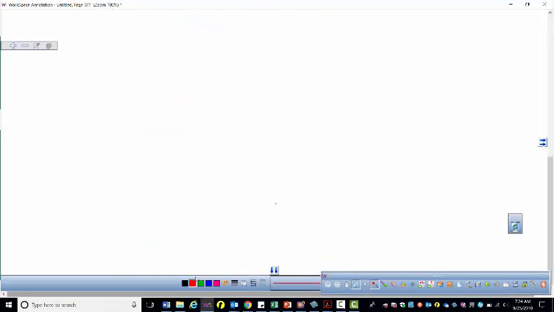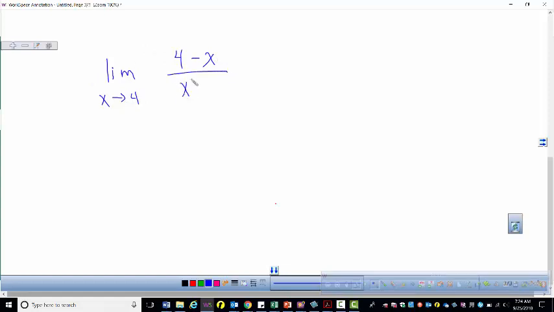Let's try one more with factoring. Let's say we have the limit as x approaches 4 of 4 minus x over x squared minus 16. Again, try plugging in the number. You end up with 0 over 0, which we call indeterminate form. So we need to try something else because that doesn't work.